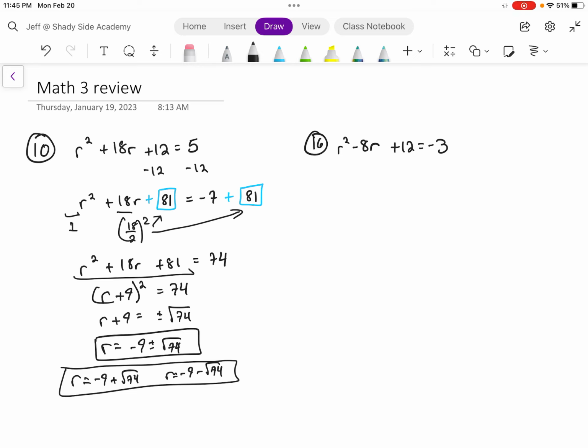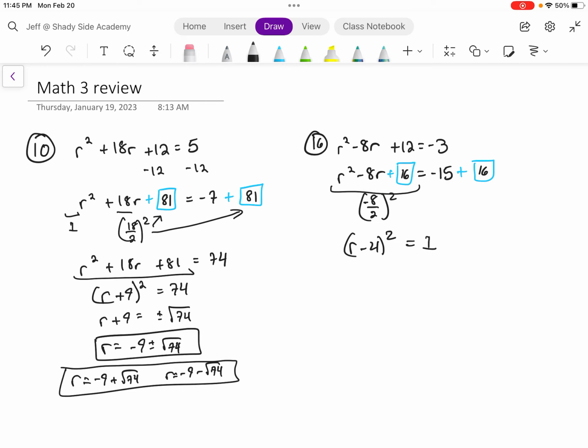First step, get everything else to the right. So we're going to subtract 12 again, so we're going to have minus 15 over here. Add a box to both sides. All right, what goes in there? b over 2 squared, 8 over 2. It's -8, but that's not going to matter because we're squaring it. So that is 16 in the box. So this left side is now r minus 4 squared, and the right side is just 1.